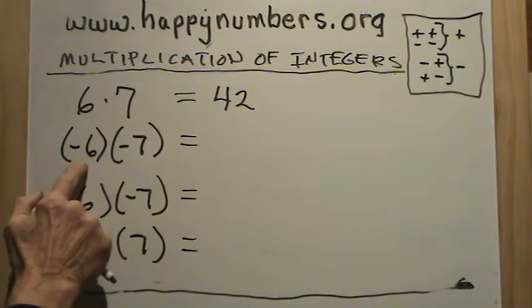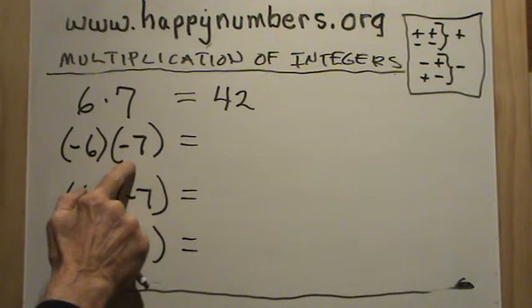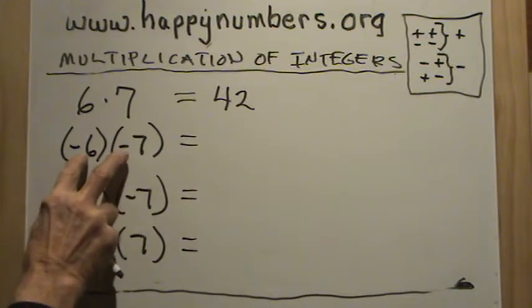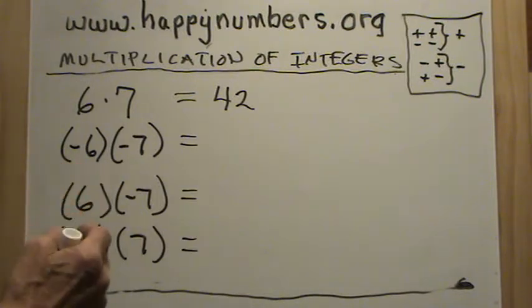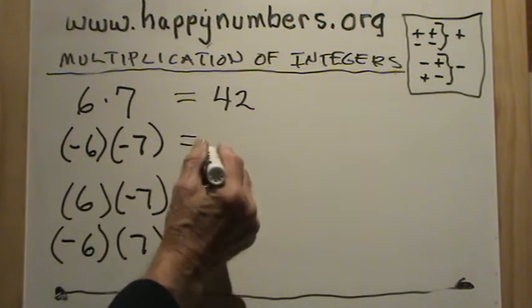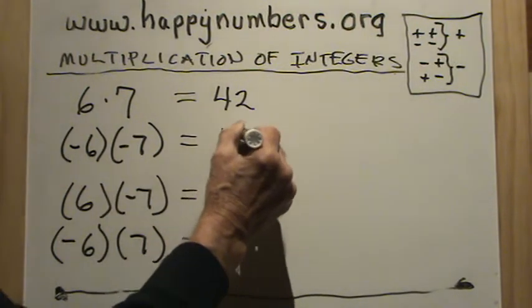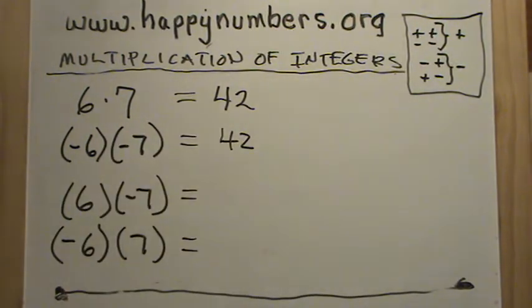Now here we have negative 6 times a negative 7. Well, the two signs are the same. We know when we're multiplying, if two signs are the same, whether they're positive or negative, that the sign is always positive. So this answer is positive 42 also.